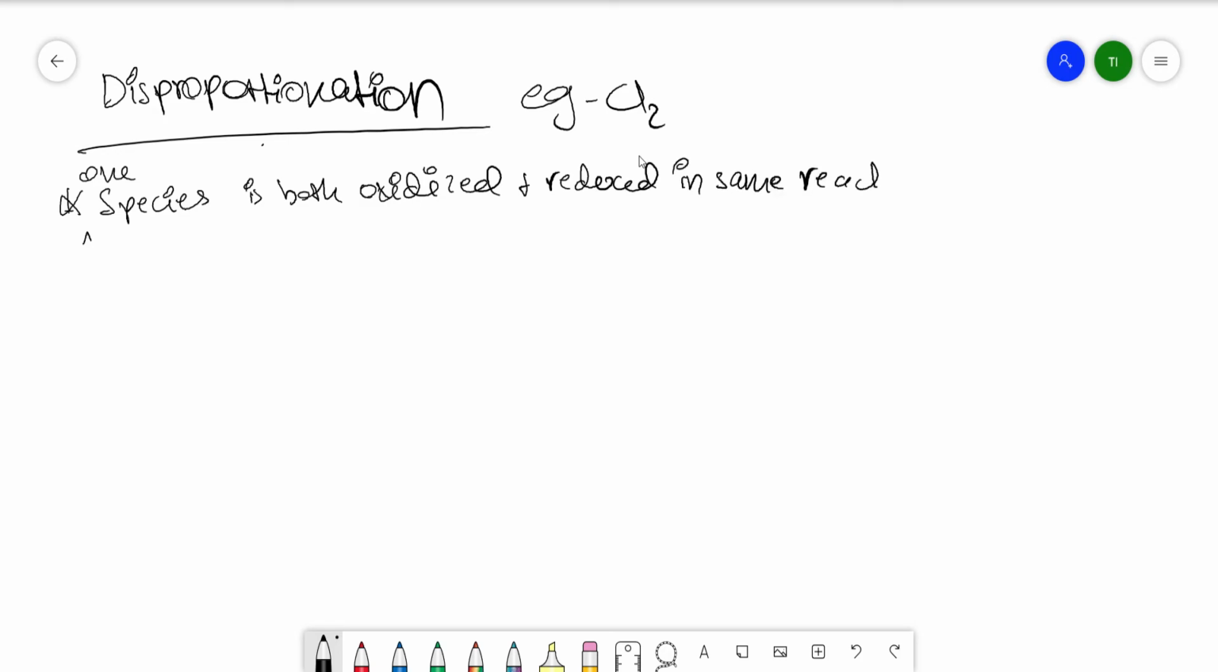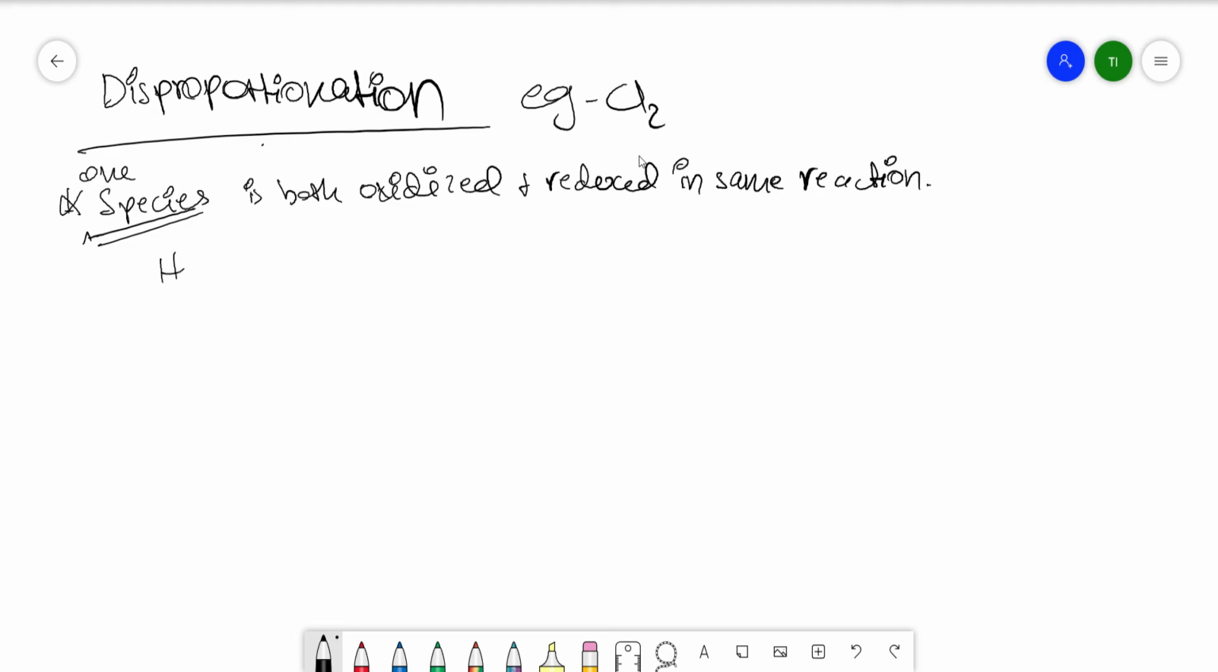Now you may be asking, what is the difference between disproportionation and redox? In both, there's an oxidation and reduction happening, but for redox, the oxidation and reduction happen to two different species, whereas for disproportionation, it's for only one species.